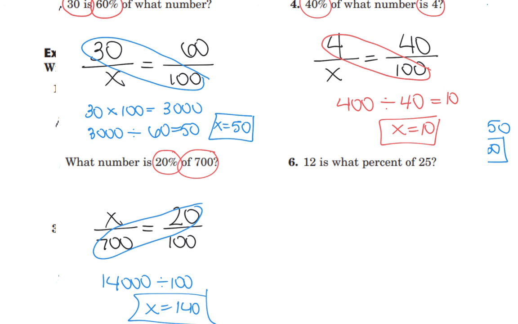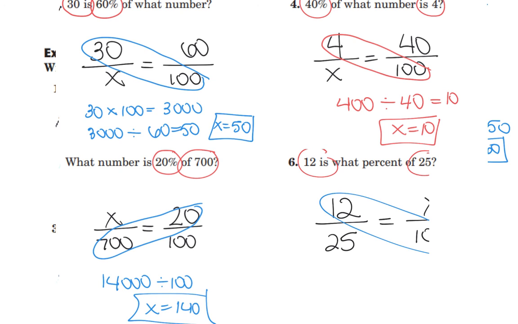Number 12. 12 is what percent of 25? Set up my percent proportion. I see "12 is," and I see "of 25." So "12 is" means 12 is the part. "Of 25" means 25 is the whole. What we're missing is the percent. Cross multiply 12 times 100, and we get 1200 divided by the leftover number, which is 25, and that equals 48. So X equals 48.